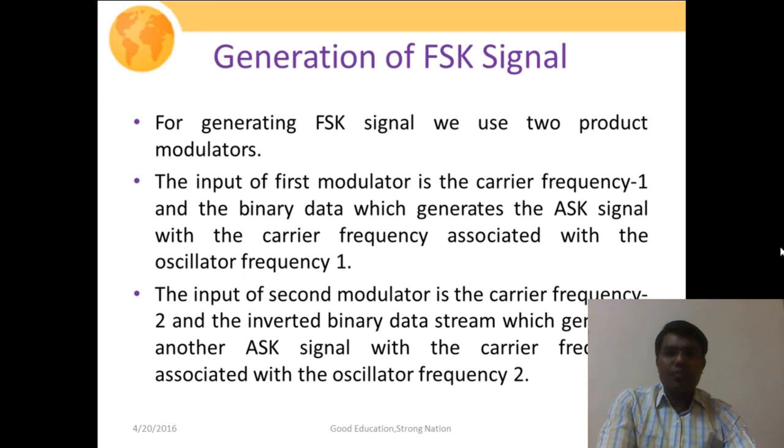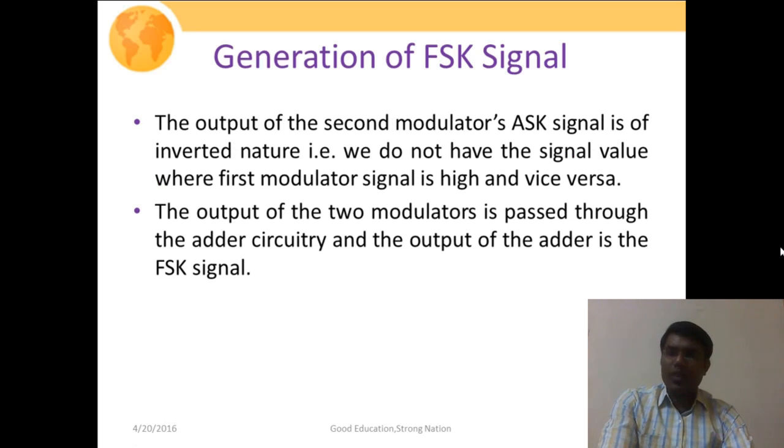The inputs of the second modulator are the carrier frequency 2 and the inverted binary data stream, which generates another ASK signal associated with carrier frequency 2. So the output of the second modulator's ASK signal is of inverted nature, as we had already discussed. That is, we do not have a signal value where the first modulator signal is high, and vice versa. The outputs of the two modulators are then passed through the adder circuitry, and the output of the adder is essentially an FSK signal.